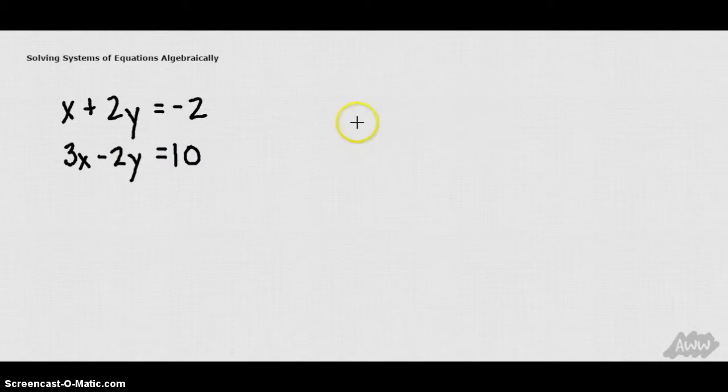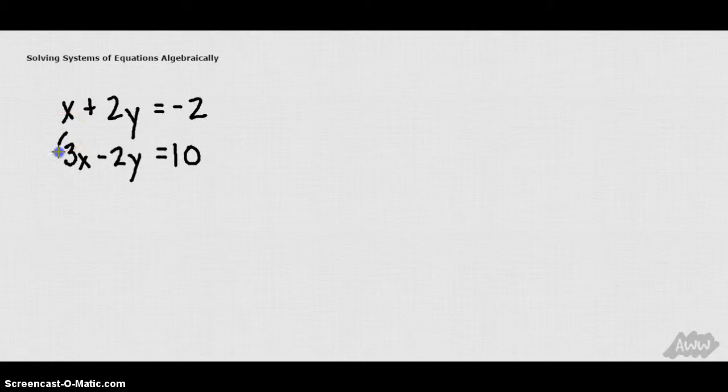x plus 2y equals negative 2, and 3x minus 2y equals 10. What we can do is try to eliminate one of the variables. This is the method of elimination. We can either get rid of the x or we can get rid of the y by adding or subtracting these two equations.